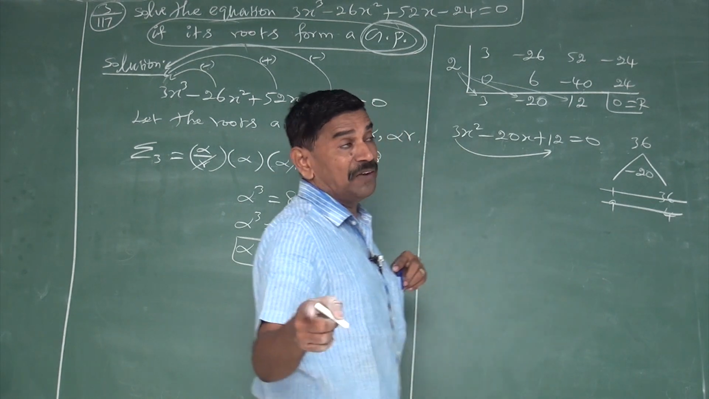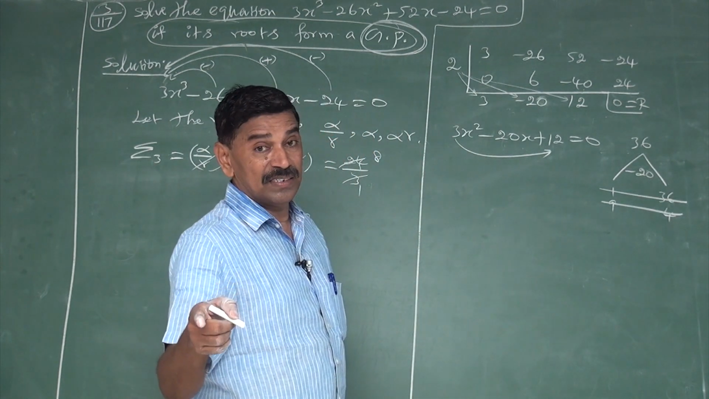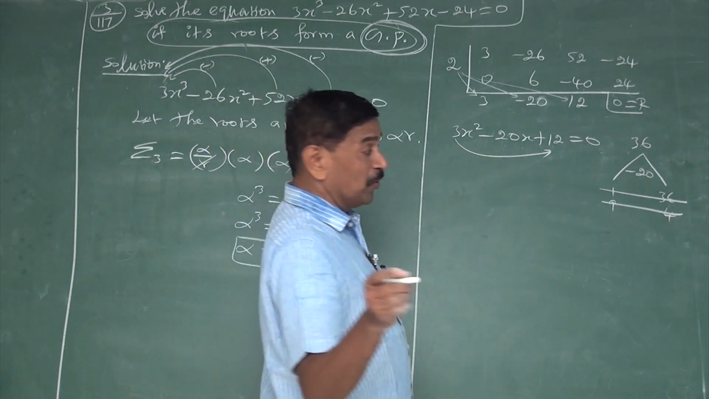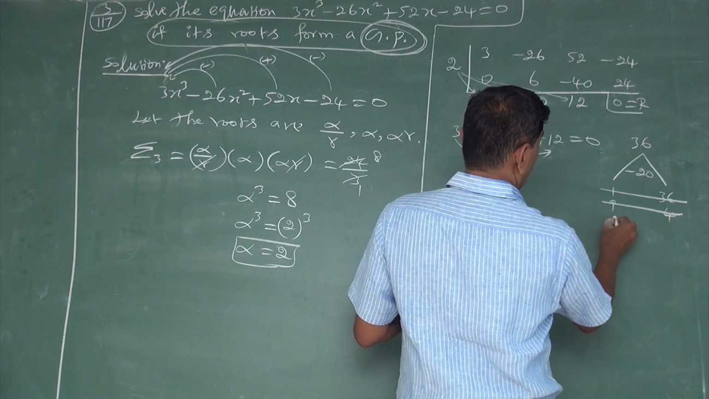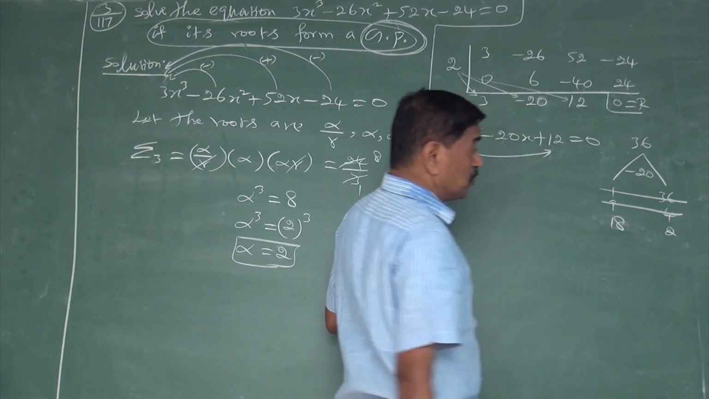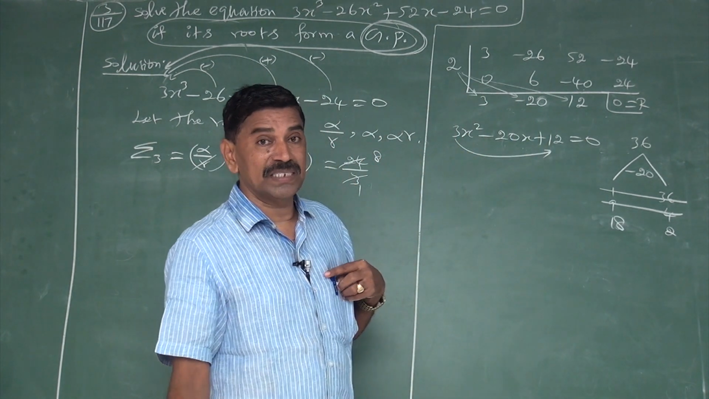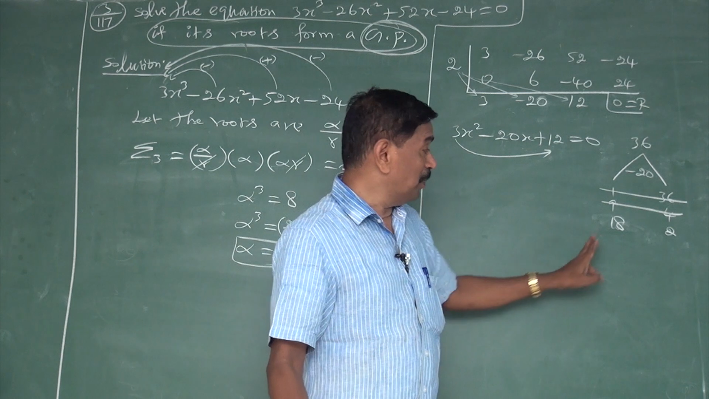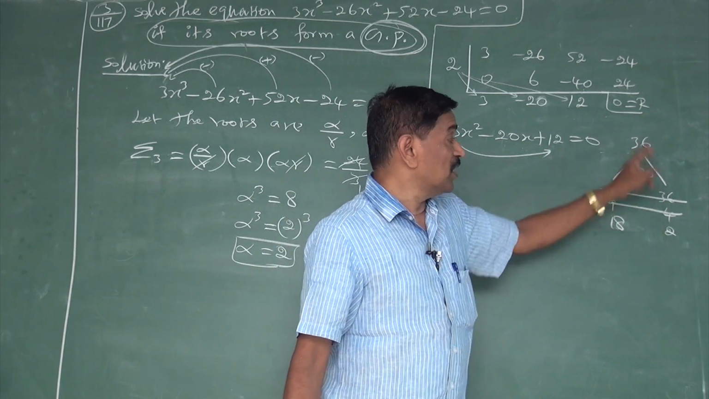Next, some other factors for 36. Any other factor? 2 into 18, or 18 2s are 36. Verification please. Plus into plus is plus. 18 2s are 36.